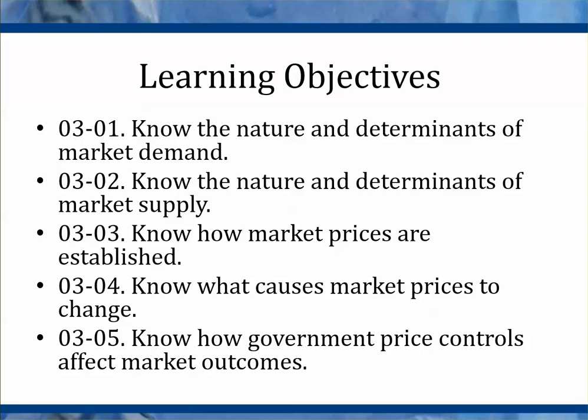Learning objectives for this chapter: we want to know the nature and determinants of market demand. What will decide the market demand? What will affect the consumer's behavior? We also want to know the nature and determinants of market supply, and what will affect the producer's producing strategy. We want to know how market prices are established. We have consumers and suppliers, but now we have a price, like the gasoline price. What will decide the market price? And what causes the market price to change, so that you see the price go up and down? We also want to know how government price controls affect market outcomes. This is the objective of this chapter.